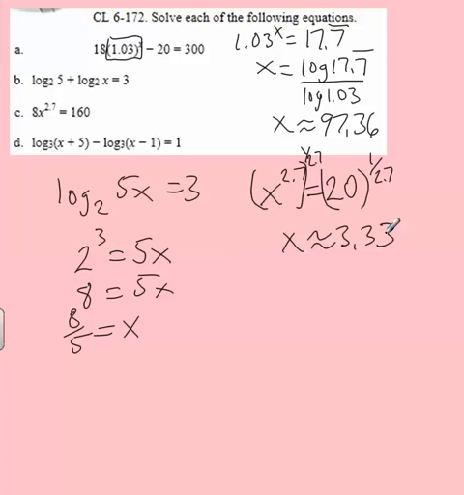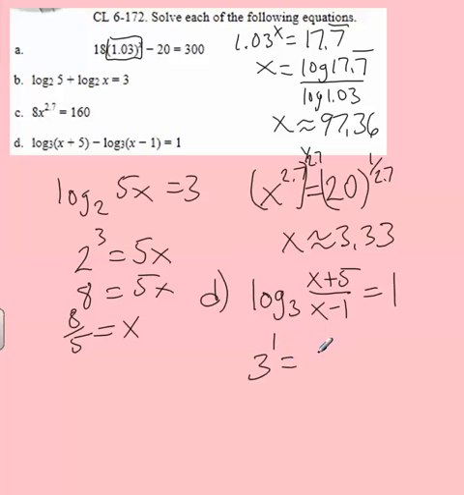And for our final one, D, we've got log base 3 minus another log base 3. So using our log laws, I can put this together as log base 3 of (x plus 5) divided by (x minus 1) equals 1. So when I rewrite this as an exponent, I've got 3 to the power of 1 equals (x plus 5) over (x minus 1). 3 to the power 1, yes, is 3.